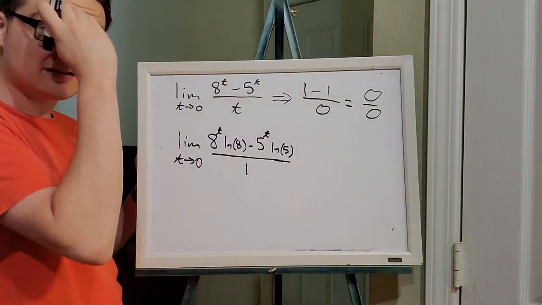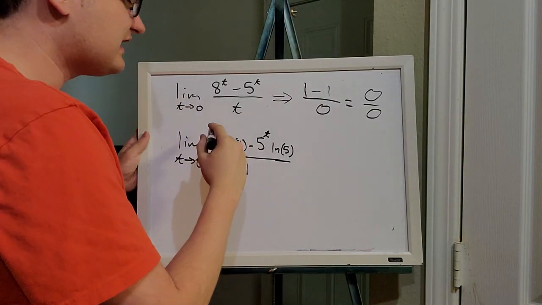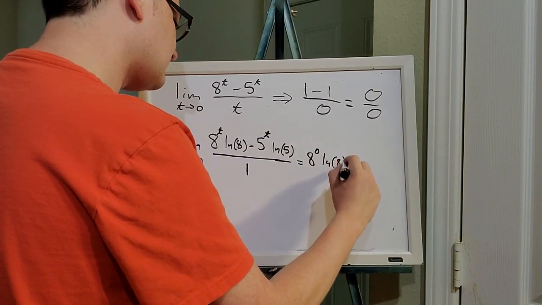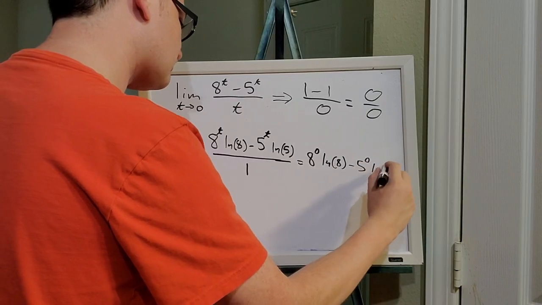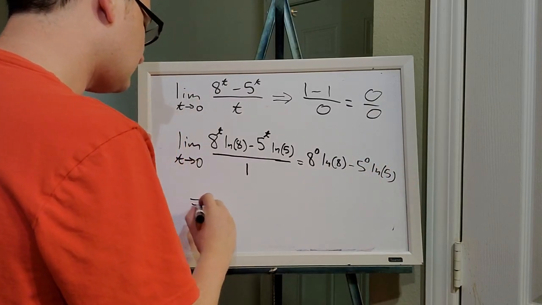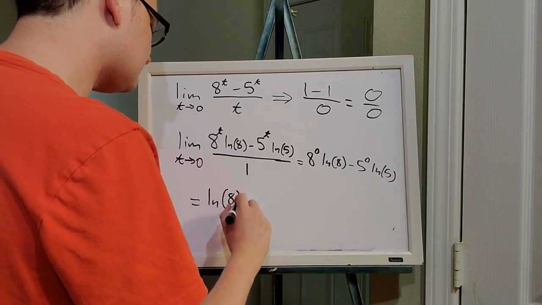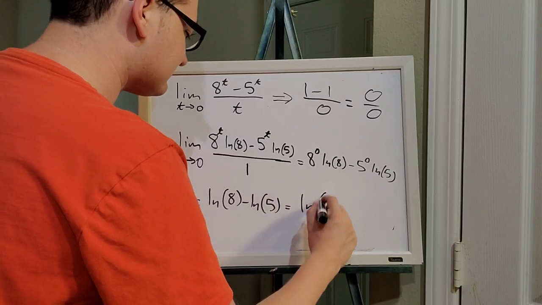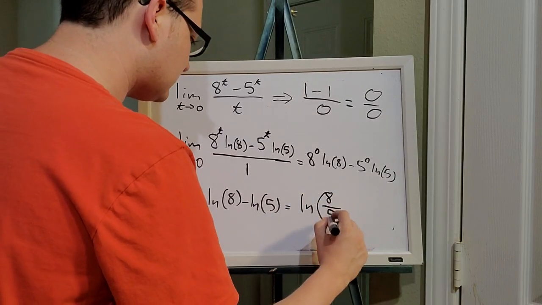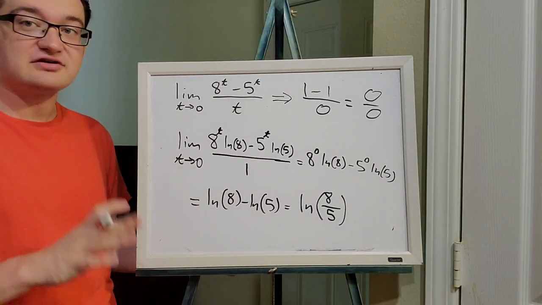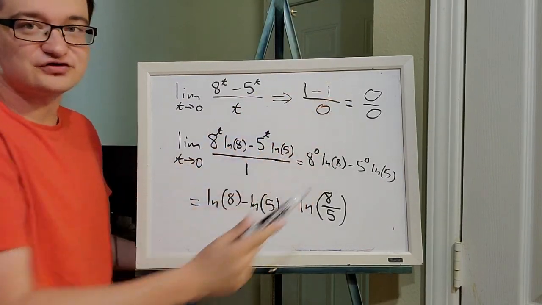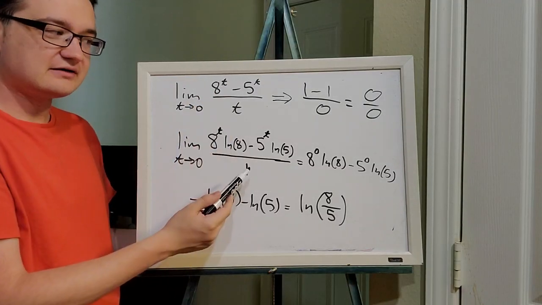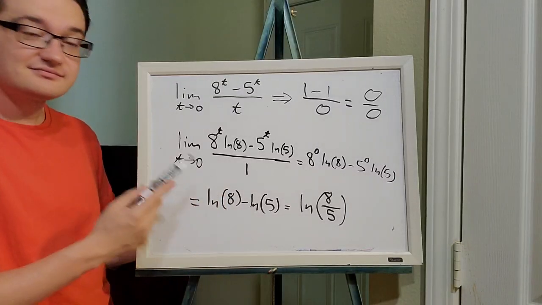And if we take the limit of this as t goes to 0, we get 8 to the 0 times the natural log of 8 minus 5 to the 0 times the natural log of 5. We get the natural log of 8 minus the natural log of 5. And if you want to simplify it a little bit more, you could even write it as the natural log of 8/5. This is the procedure every time we have a fraction one. If you see a 0 over 0 or an infinity over infinity, derivative of the top, derivative of the bottom, take the limit of that, and there you go.